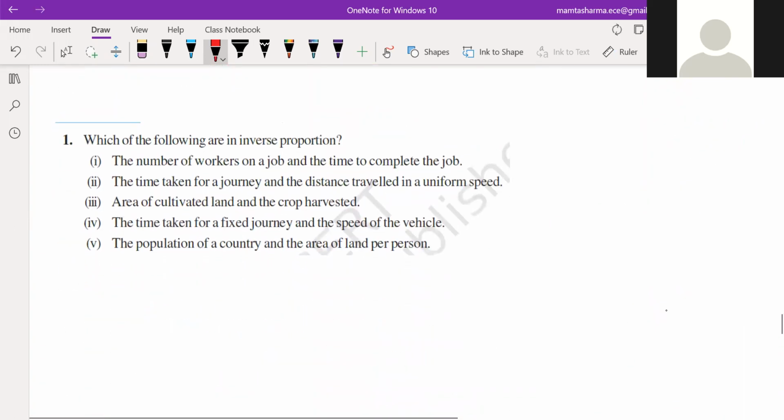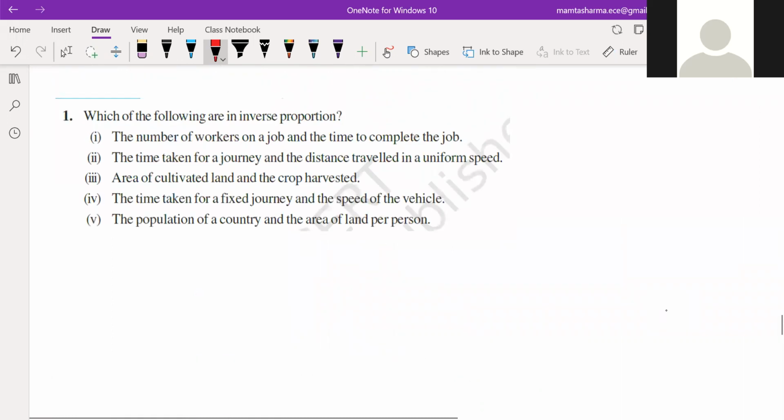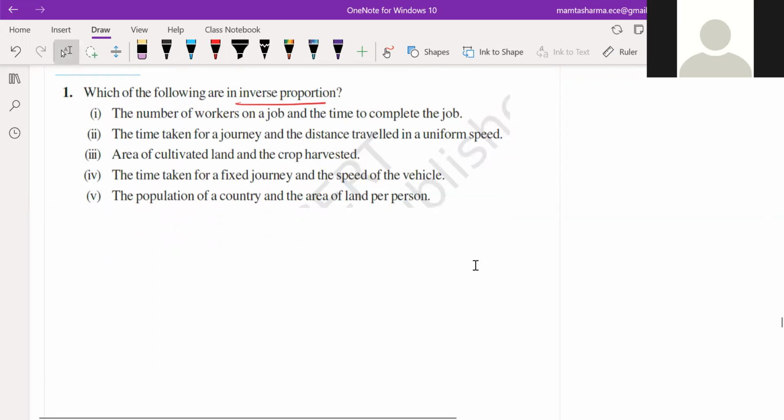Okay. So now, this question is interesting. Which one of the following are the inverse proportion? All of you, please read one by one. Start from Abhinav. Abhinav, read the first question. The number of workers on a job and the time to complete the job. So the number of workers and the time, will they be in inverse proportion or direct proportion or nothing?